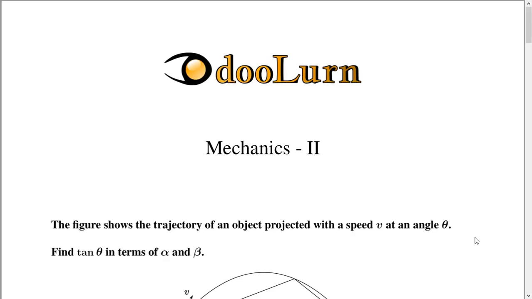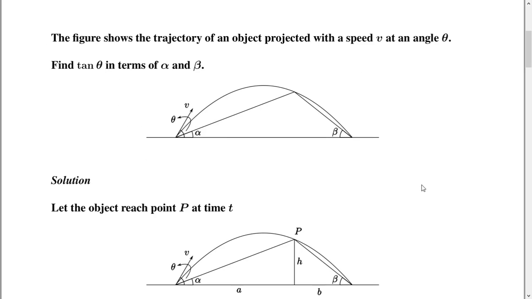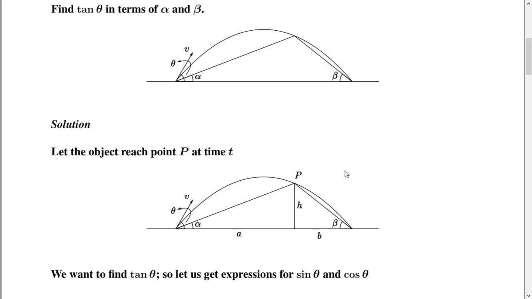The figure shows the trajectory of an object projected with a speed v at an angle theta. Find tan theta in terms of alpha and beta. Let's call this point P, and let's say these are the distances. The height of P is h, and these two distances are a and b.